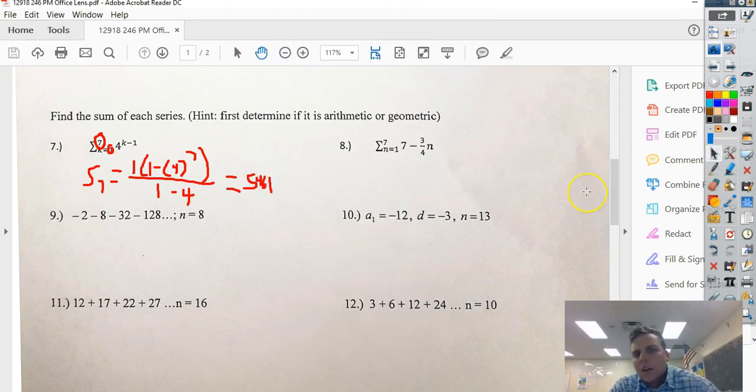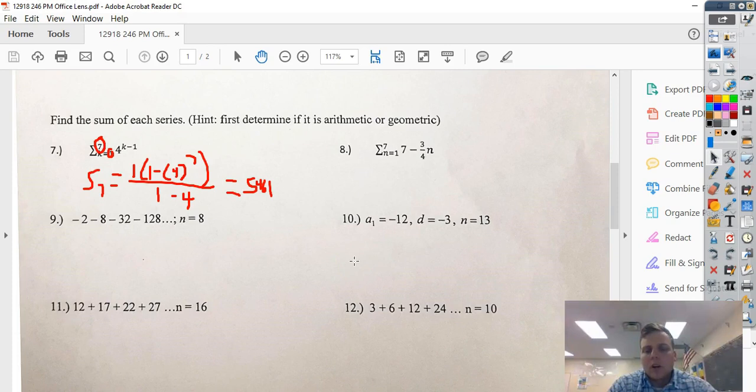All right. Number 8. The sum of the first 7 terms. I don't know when I stopped recording. Somewhere in there I stopped recording. So yeah, I plugged this in the calculator.